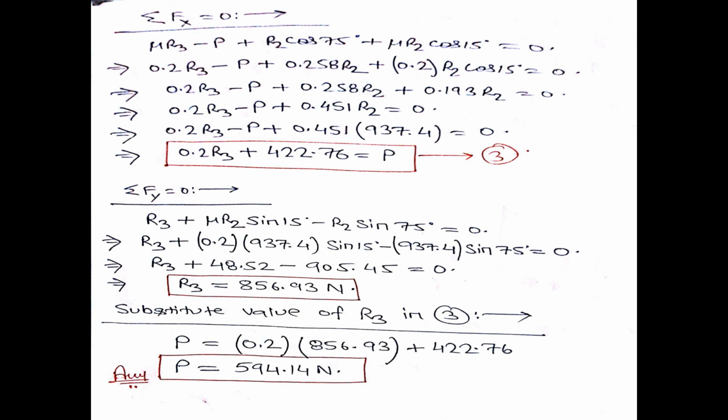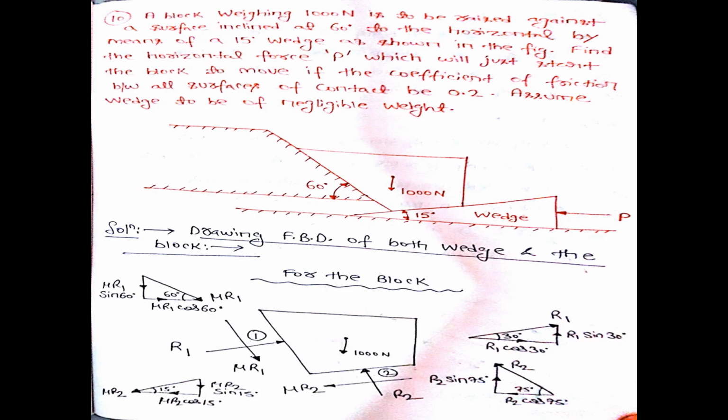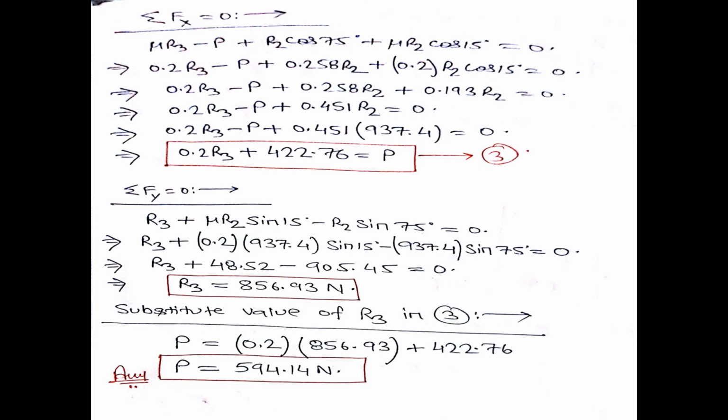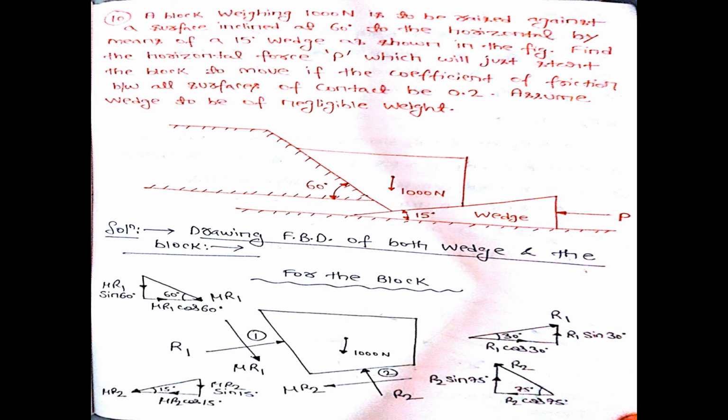So you can see that the entire expression now reduces and takes the shape of only R3. So R3 is coming out to be 856.93 Newton. Now once you substitute this value of R3 in equation number 3, you can get the value of force P, and that force P is how much? 594.14 Newton. That means in order to raise this 1000 Newton block vertically, you have to apply a force of 594.14 Newton on this wedge.